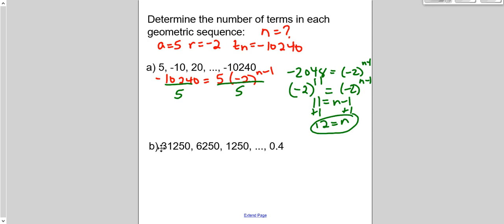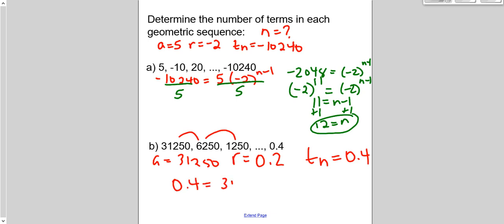Okay, let's try this one. So A is 31250. And then I think I'm dividing by 3, but let me just check. 31250 divided by 3. Nope. Well, let me go the other way. 6250 divided by 31250 equals 0.2. Okay. So R is 0.2, and then Tn equals 0.4.